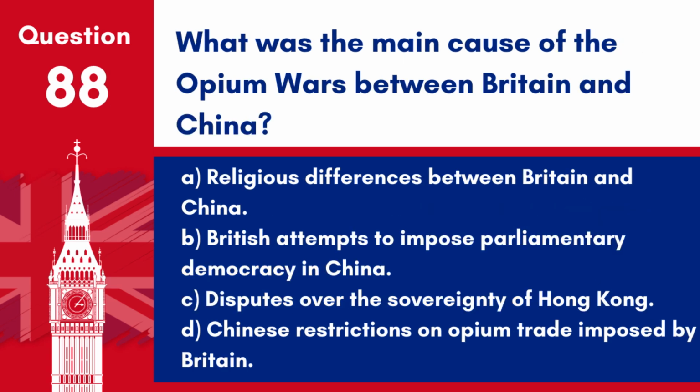Question 88. What was the main cause of the Opium Wars between Britain and China? A. Religious differences between Britain and China. B. British attempts to impose parliamentary democracy in China. C. Disputes over the sovereignty of Hong Kong. D. Chinese restrictions on opium trade imposed by Britain.